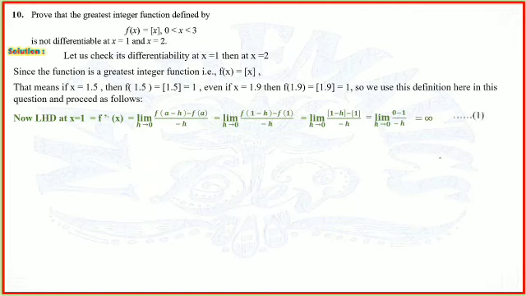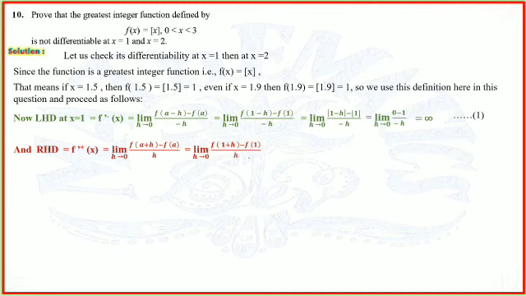Now the right hand derivative at x is equal to 1. F dash plus x is equal to limit h tends to 0, f of a plus h minus f of a upon h, which is equal to limit h tends to 0, f of 1 plus h minus f of 1 upon h.